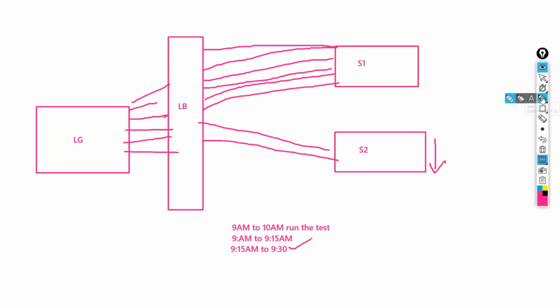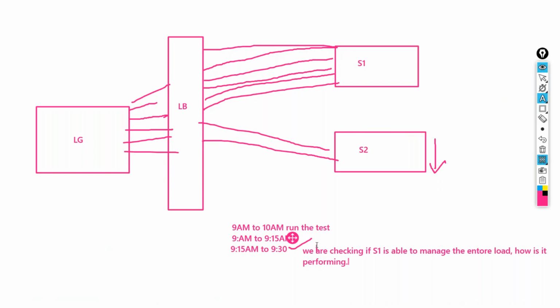Now in this case, what we are exactly checking from 9:15 to 9:30 is whether server 1 is able to manage the entire load, how it is performing, and whether it is able to withstand the load for the 15 minutes duration, because all the requests are now getting redirected to server 1.